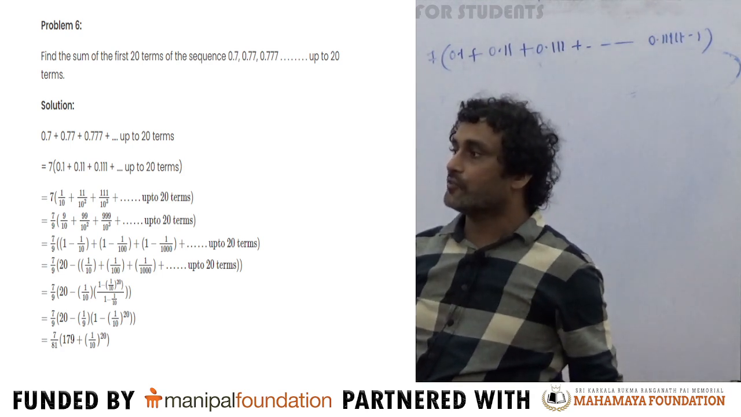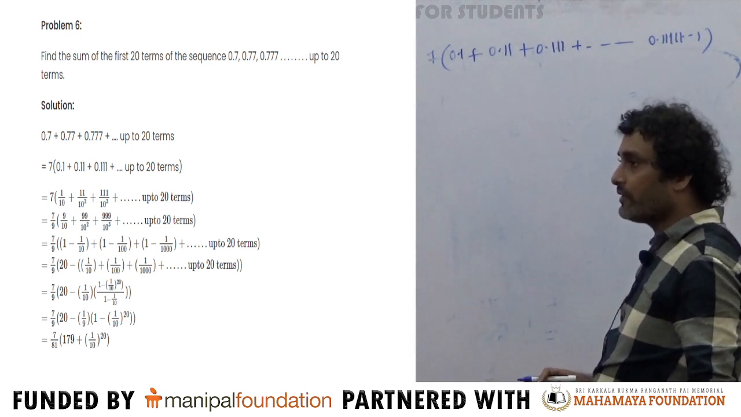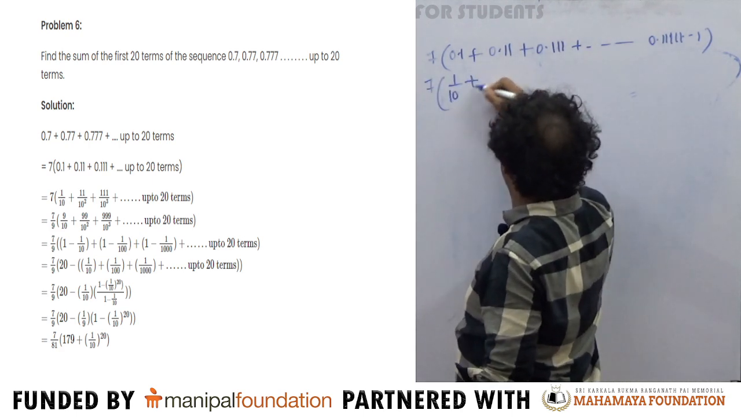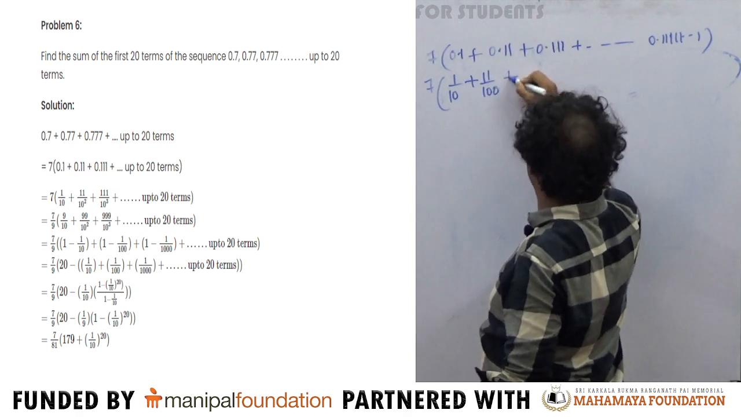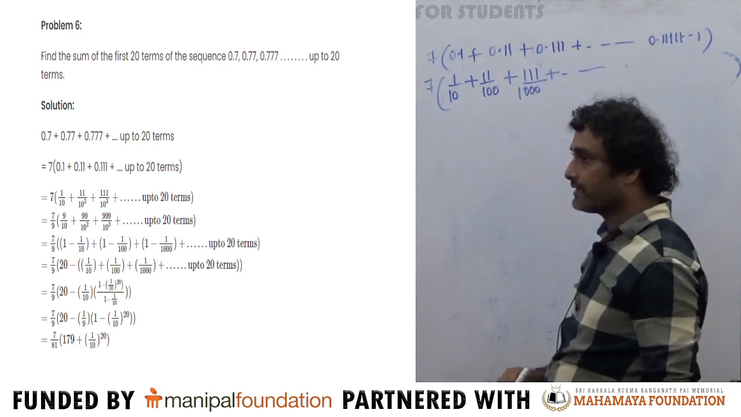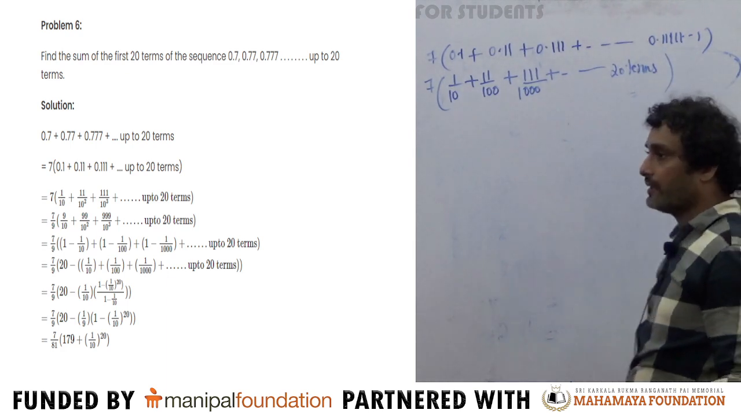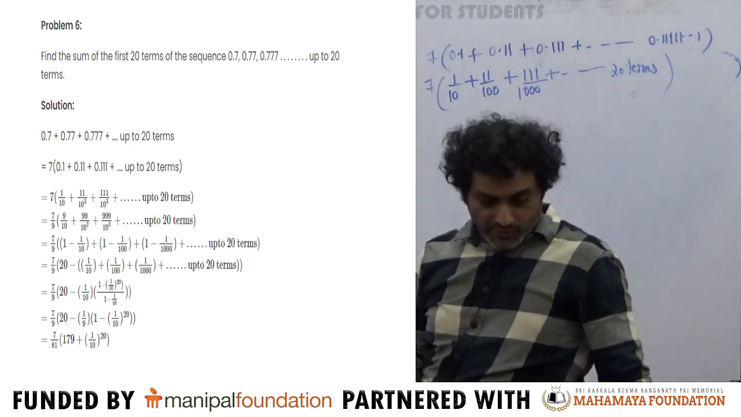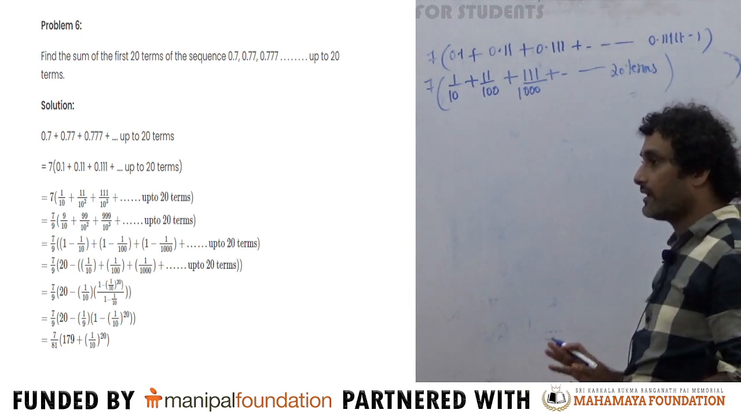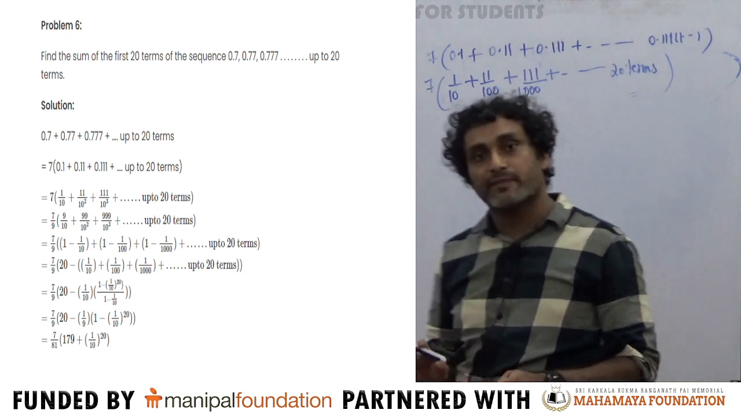Okay. So what we can do now is, can you write 0.1 as 1 by 10 and 0.11 as 11 by 100, 111 by 1000 and so on, up to 20 terms. We are not bothered about the end. All right. So see, normally we want somehow 1 9 to come. Our idea is that if 9 comes, I can write it as 10 minus 1. That makes my work easy.